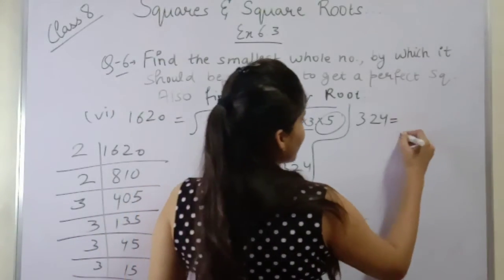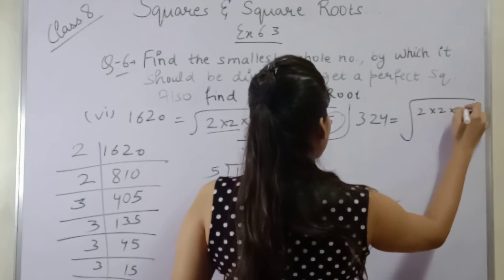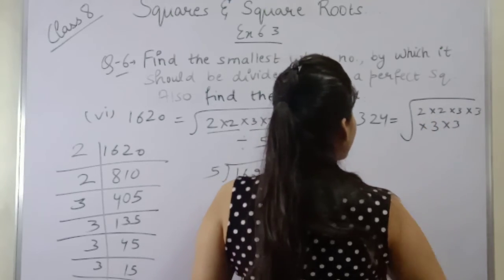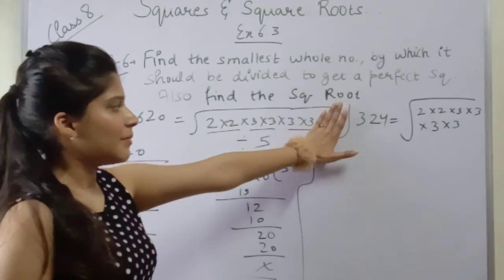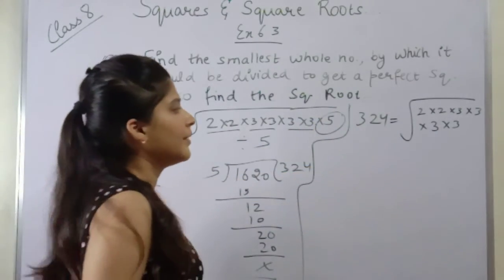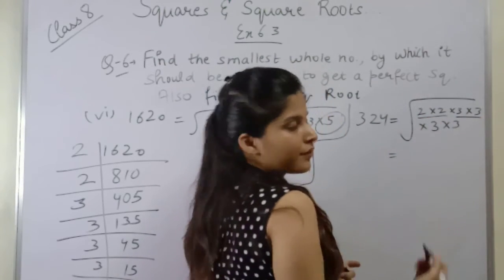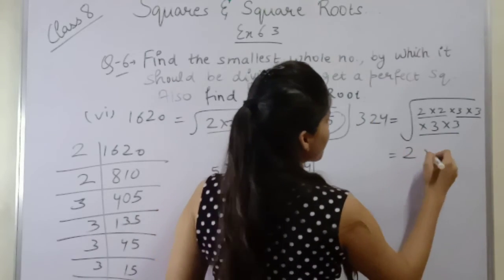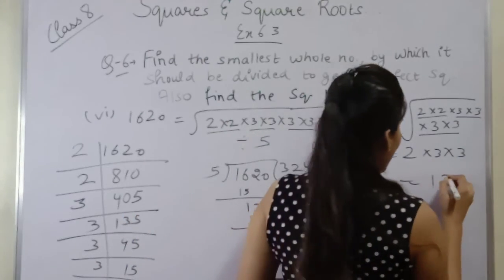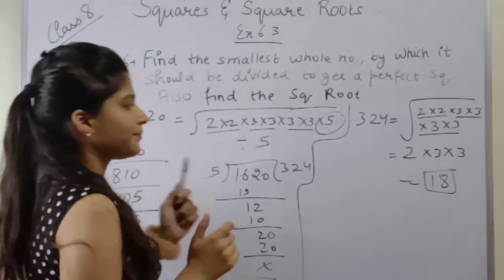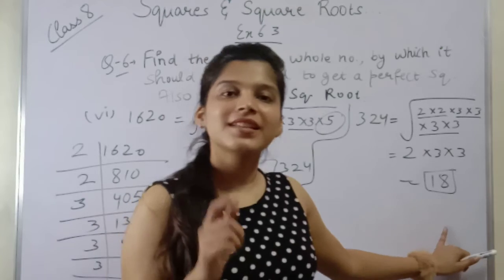Okay, so the factors are also known: 2 into 2 into 3 into 3 into 3 into 3. So these are the factors of 324. 5 we have eliminated, so we will not write 5. So pairing is 1 pair of 2, 1 pair of 3, and 1 pair of 3 again. So it means 2 into 3 into 3. 3 3s are 9 and 9 2s are 18, which means that the square root of 324 is nothing but 18.